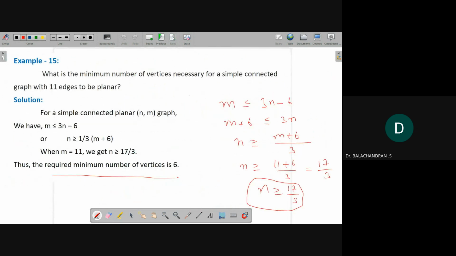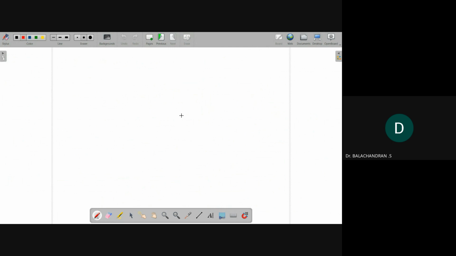Okay, so maybe I will explain here. Look at this graph. In this graph, how many faces? One, two, three faces. Here, four edges. This face is bounded by what? Three edges. Again, the third face is bounded by one, two, three, four, five, six, seven edges. So totally 14 edges.